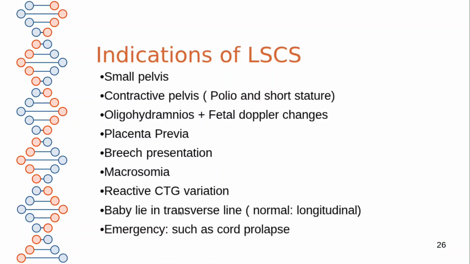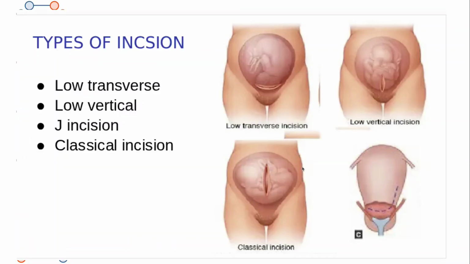Okay, baby position is transverse. Instead of longitudinal, baby position is transverse. Normal is longitudinal. Here baby lie is transverse. In that case, external rotation can be done. If it is not possible, LSCS is advised. Emergency such as cord prolapse. These are the indications of lower segment cesarean section.